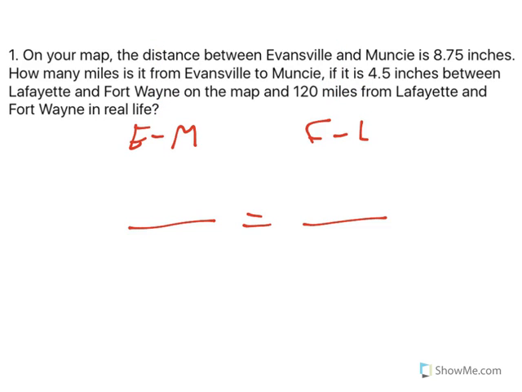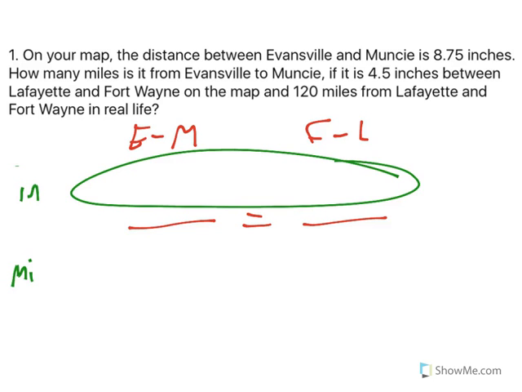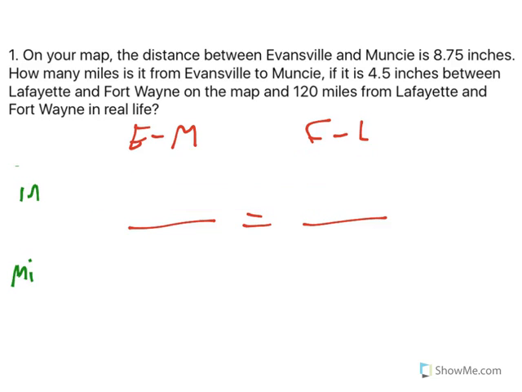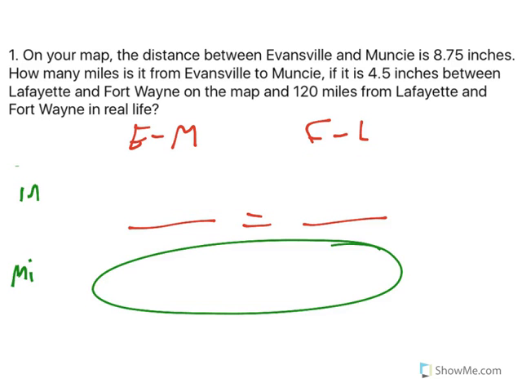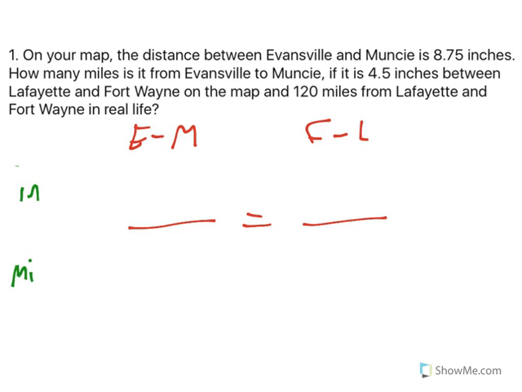Now, they also talk about being on a map, and they talk about inches, and they talk about miles. So everything in this top part, both sides, is going to be about inches, while everything in the bottom part is going to be about miles. So I give myself some spots here to work. So first it says Evansville, Muncie, 8.75 inches. Well, Evansville, Muncie, inches. That spot goes here. So 8.75. Then it says, how many miles is it from Evansville to Muncie? Well, I don't know. So I'm going to use an unknown x for the miles from Evansville to Muncie.